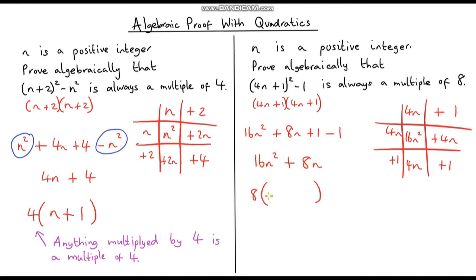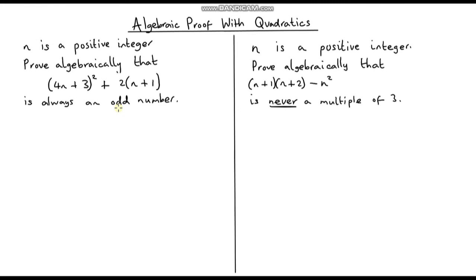we're left with 2n squared. 8 times 2n squared is 16n squared, and then plus 1. And again, because we factored out an 8, whatever we've got in here, we are multiplying by 8. Therefore, by definition, that is going to be a multiple of 8.